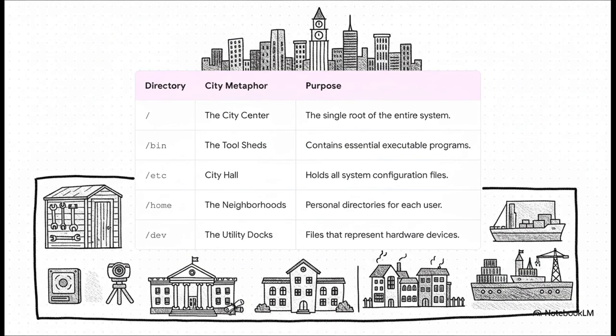Okay, let's explore a few of these districts using that city metaphor. We already know / is the city center, right? Well, then you have /bin. Think of these as the city's tool sheds. They hold all the essential programs that everyone needs to use, like cp to copy things or rm to remove them. Next up is /etc, which is basically City Hall. This is where all the system-wide configuration files live, kind of like the laws and regulations for the whole city. Then there's /home. That one's easy. It's the neighborhoods, the residential district where every user gets their own little house.